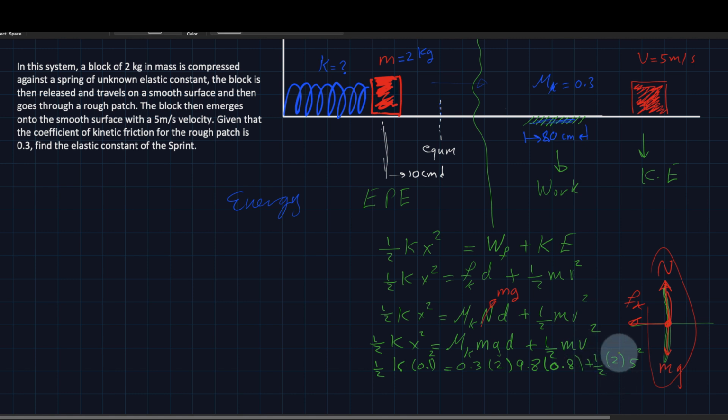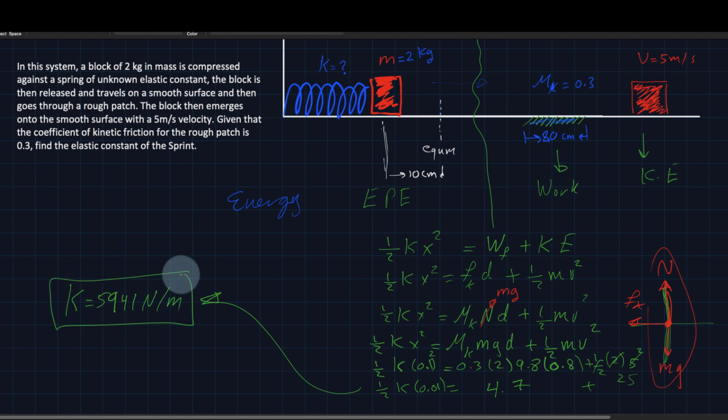Okay, the 2 with the 1/2 goes away. 5 squared is 25, so I can put that here. Okay, and this number you can calculate with a calculator, and it's going to be equal to 4.7, and this number comes down as 1/2 k times 0.1 squared, which is 0.01. As you can see, the only unknown is the elastic constant. With some calculations, you can find out that the elastic constant is equal to 5,941 newtons per meter.